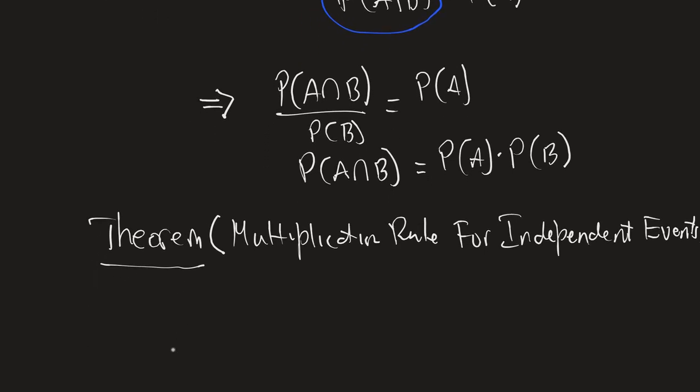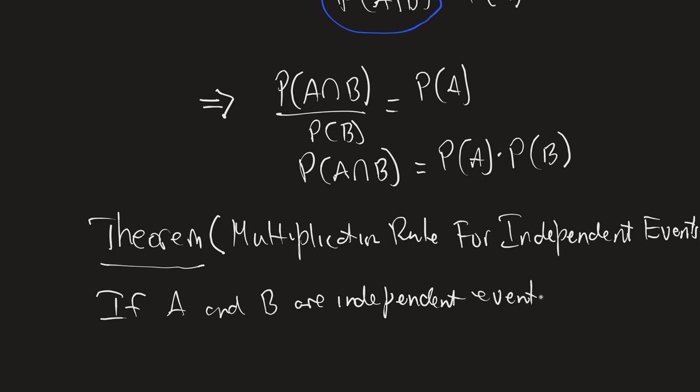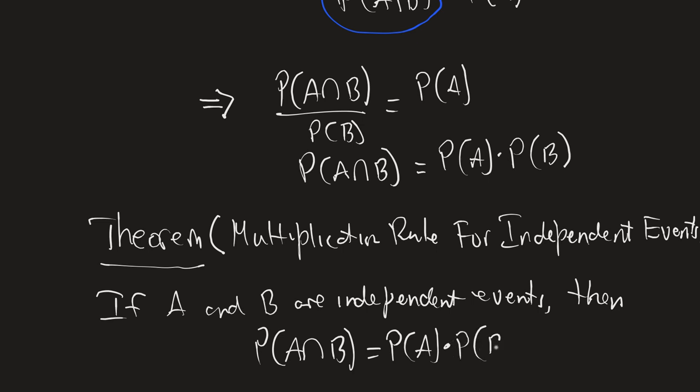Let me just state it as simply as I can. If A and B are independent events, then this is the conclusion: the probability of A and B is equal to the probability of A times the probability of B. And that's our theorem. So what I want to do is end the video with a quick example, just showing how you would use this.